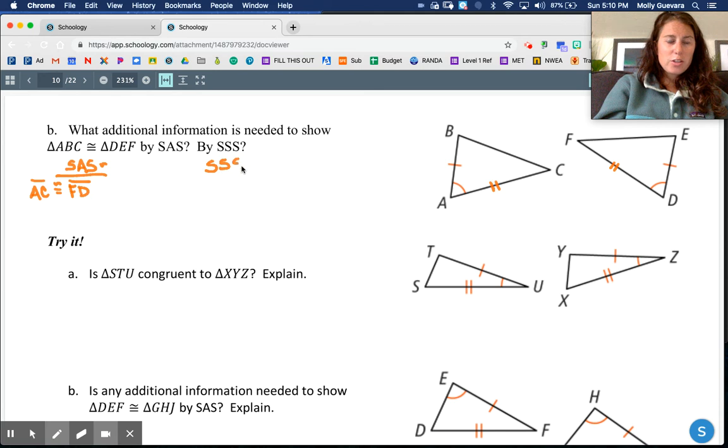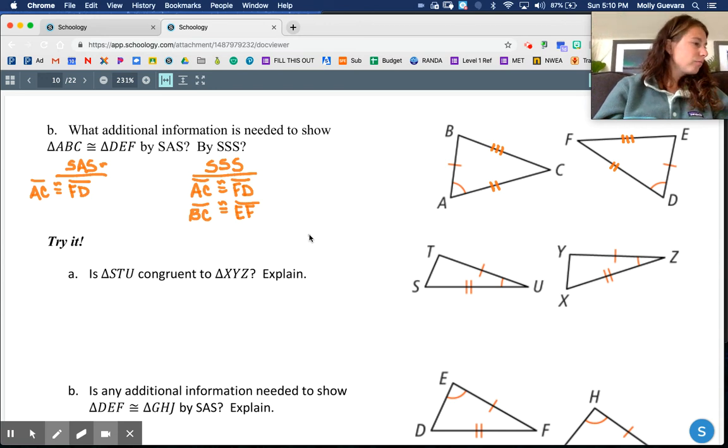If I wanted to show that they were congruent by side, side, side, I'd have to know all 3 sides. So I would also have to know that AC is congruent to FD, so I'd have to know it for that one too. But I'd also have to show that BC and EF are congruent as well. So BC would also have to be congruent to EF, because I'd have to know all 3 sides.